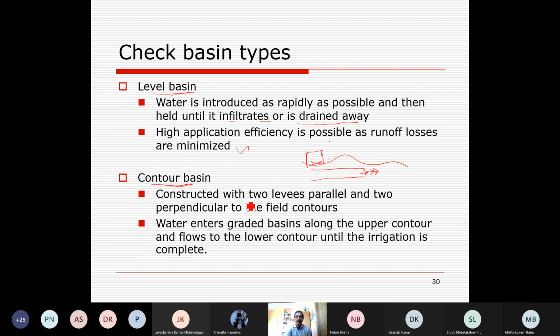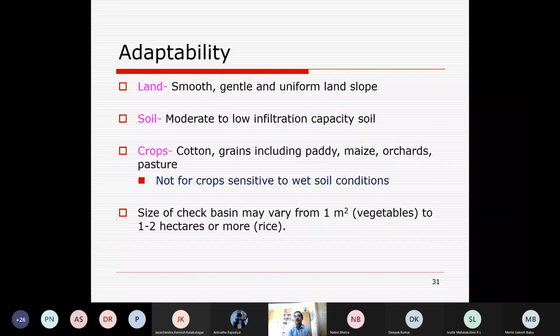A contour basin is constructed with two levees parallel and two perpendicular to the field contours. Water enters graded basins along the upper contour, and then goes to the lower one and follows the lower contour until irrigation is completed in the whole basin. So we can have two kinds of condition. First it is applied here and then it goes here. That is in a contour basin because of the rolling topography of the area.